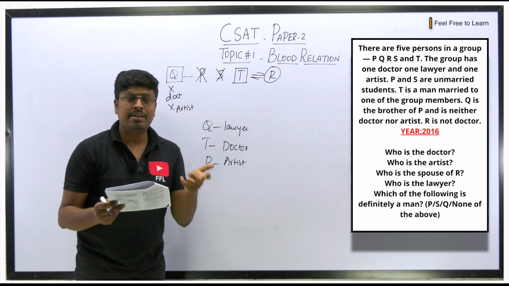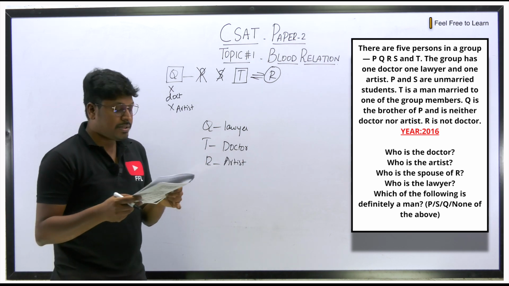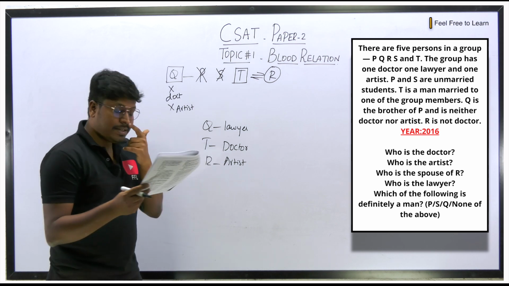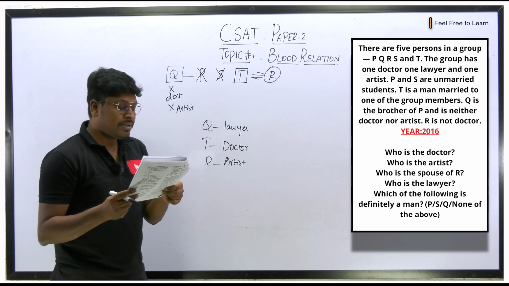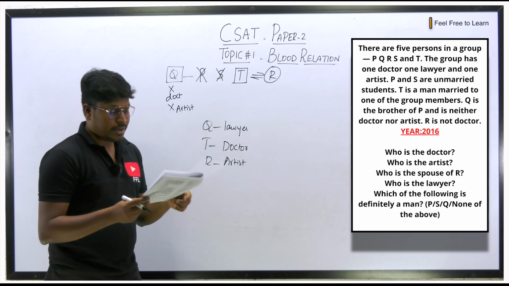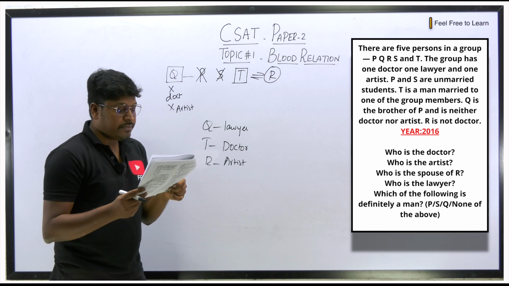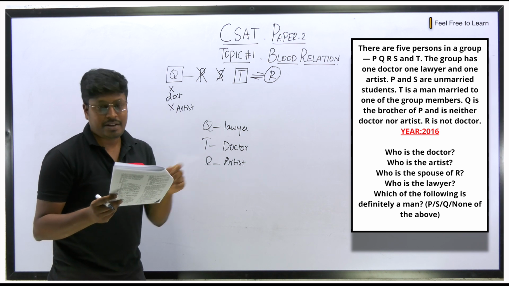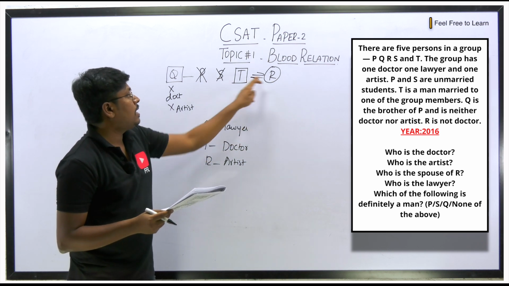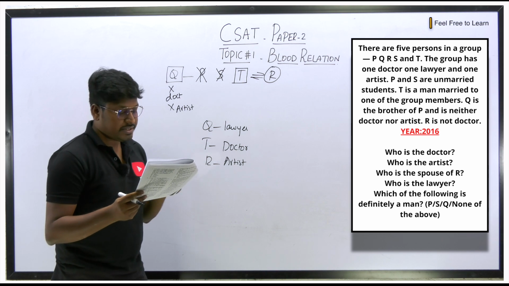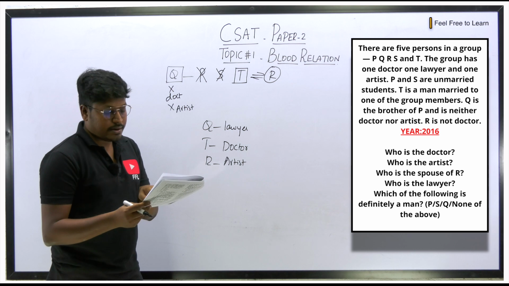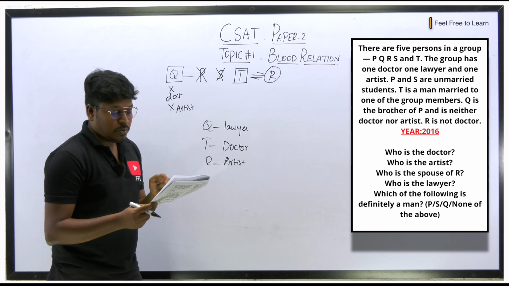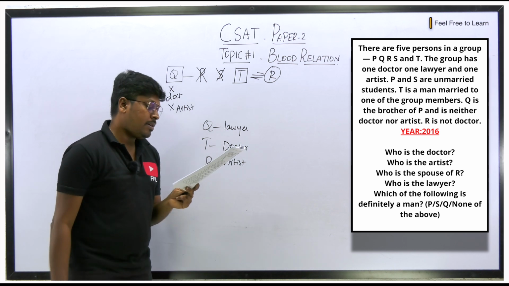Let me move on to the 5 questions under this passage. Who is a doctor? Here T is the doctor, which is the answer for the first question. Second question, who is the artist? So R is the artist. So who is the spouse of R? Spouse is nothing but husband and wife, right? Spouse of R. So R's husband is T. So the answer for the question is T. Who is the lawyer? So who is the lawyer here? Q is the lawyer.